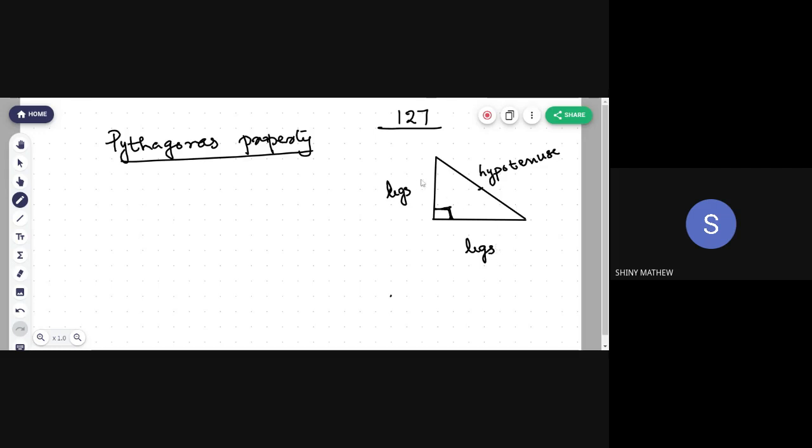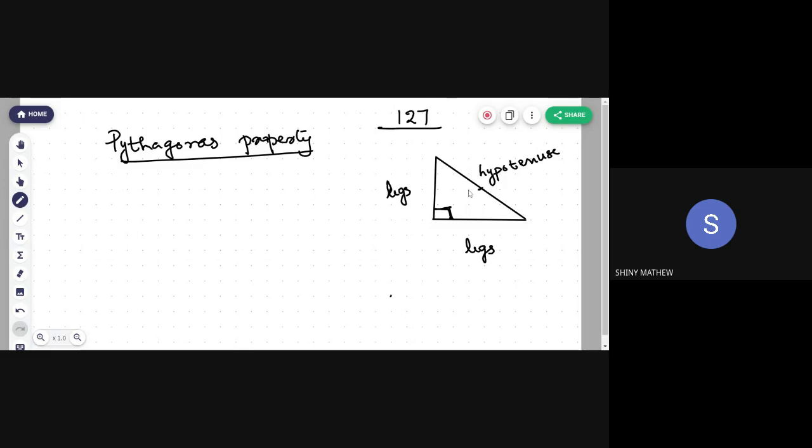Then the property is this way. In a right angle triangle, the hypotenuse will always be the longer side, the side with the greatest length. Between this hypotenuse and the two legs there is one relation. That property is known as this Pythagoras property. Every time, the square of the measure of the hypotenuse is equal to the sum of the squares of the legs.